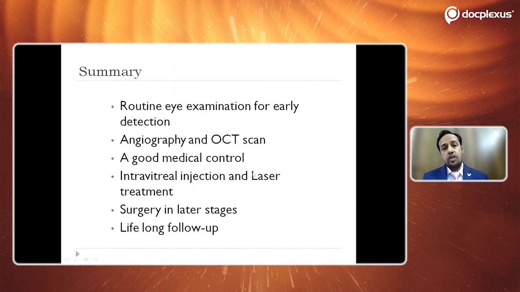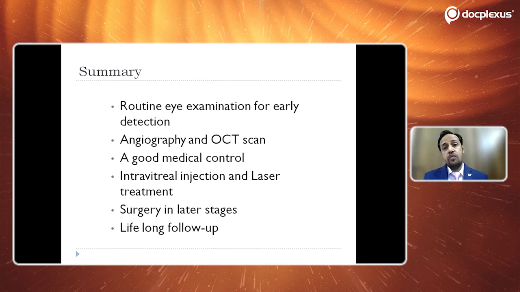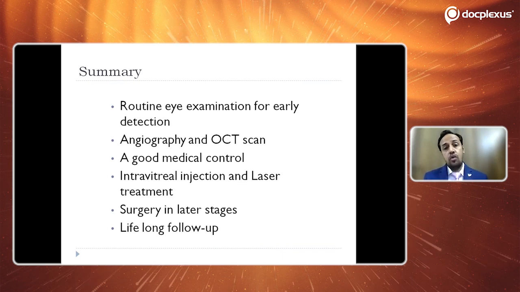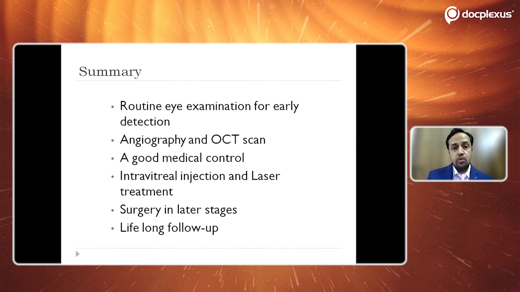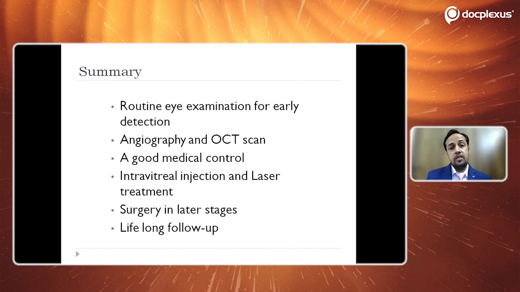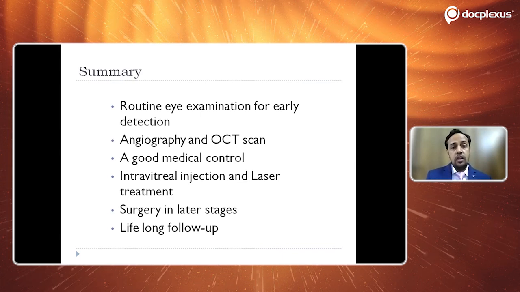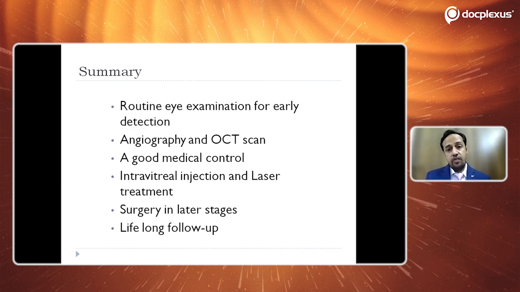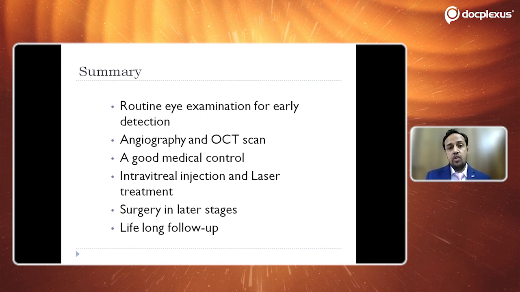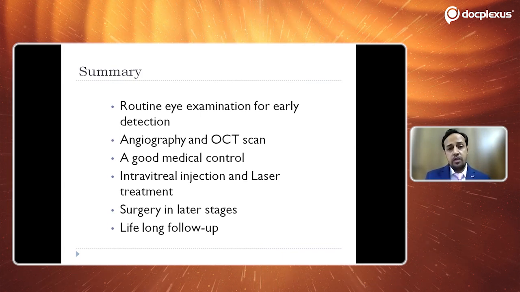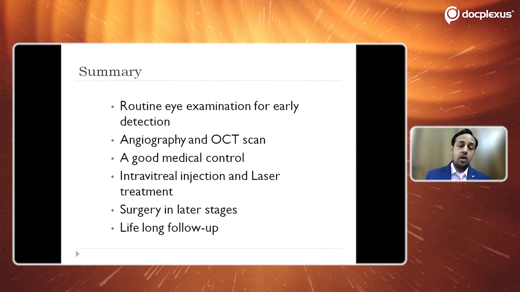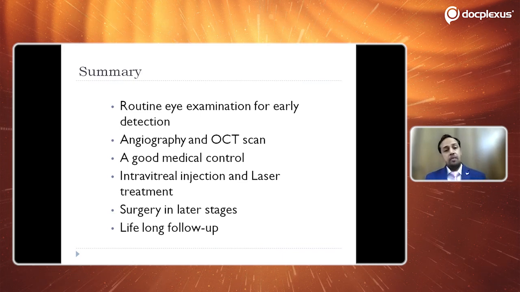So to summarize, what is important is routine examination of all diabetic patients for early detection. Our physician friends should all send the diabetic patients to ophthalmology and the retina specialists to do a dilated examination, very important. And the ancillary investigations like OCT scan and angiography are also important. A good medical control where we control not only the diabetes but also the hypertension, the lipid profile, kidney function, correction of anemia. So all comprehensive control is important to effectively manage diabetic retinopathy.